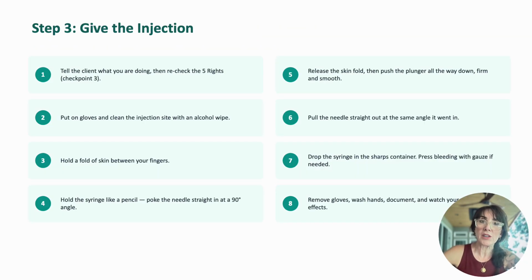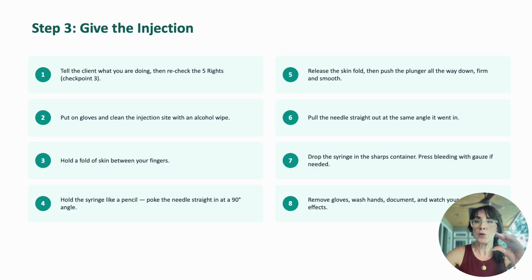Now we're going to go to give the injection. Again, we're going to inform the resident what we're about to do and double check the 5 rights again. Right drug, right dose, right route, right time, right patient. We're going to put on gloves. We're going to clean the injection site with an alcohol wipe.